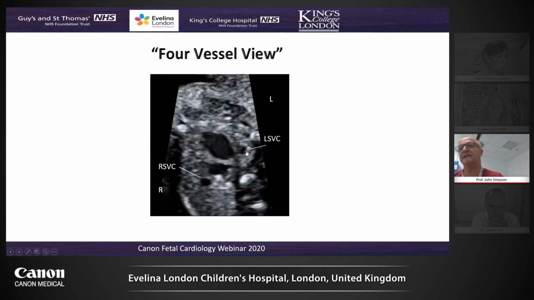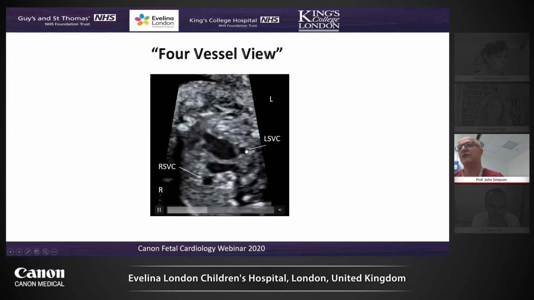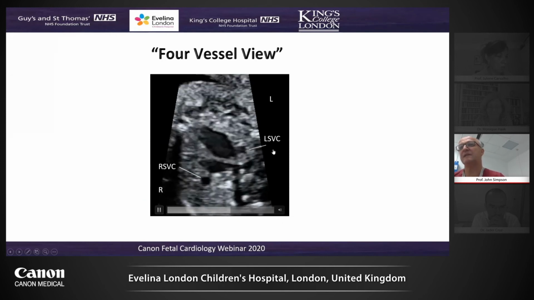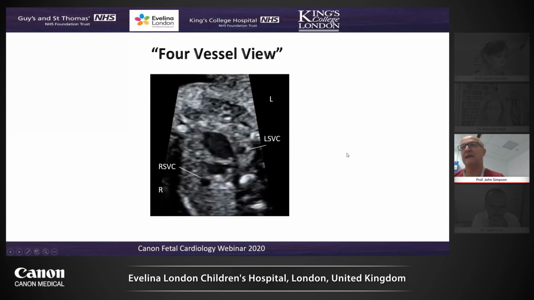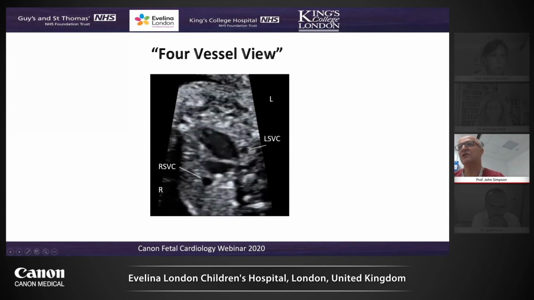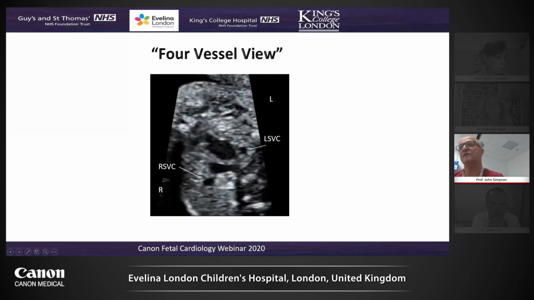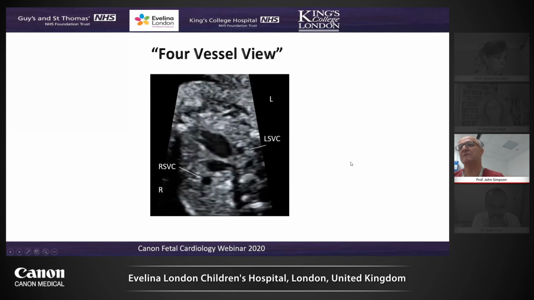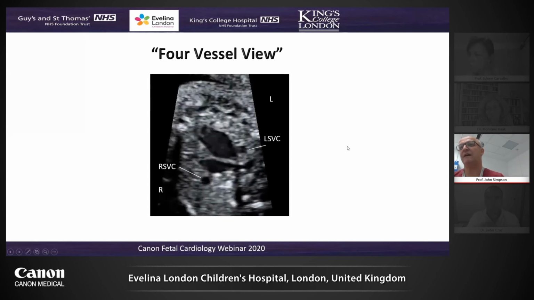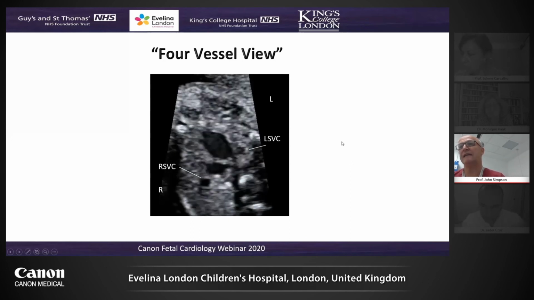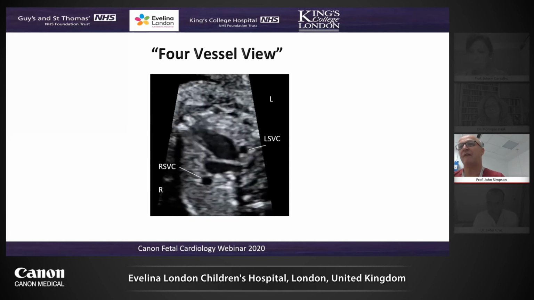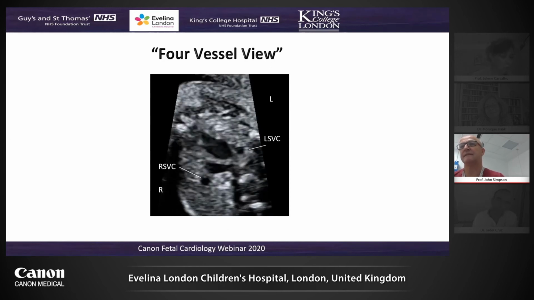there is a persisting left SVC draining to the coronary sinus, and sometimes only a single left SVC draining to the coronary sinus. So watch out for that, and do sweep through your views to see whether you can find the coronary sinus, and if possible, get a short axis view of the AV valves to show that this is not an AVSD and is truly a mitral valve, but simply an enlarged coronary sinus.